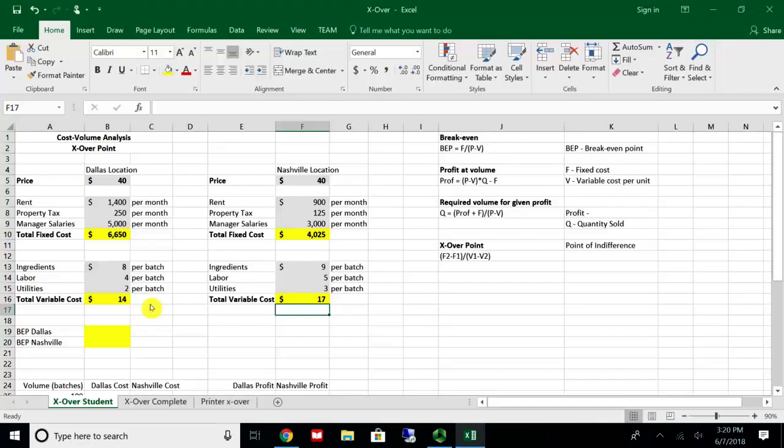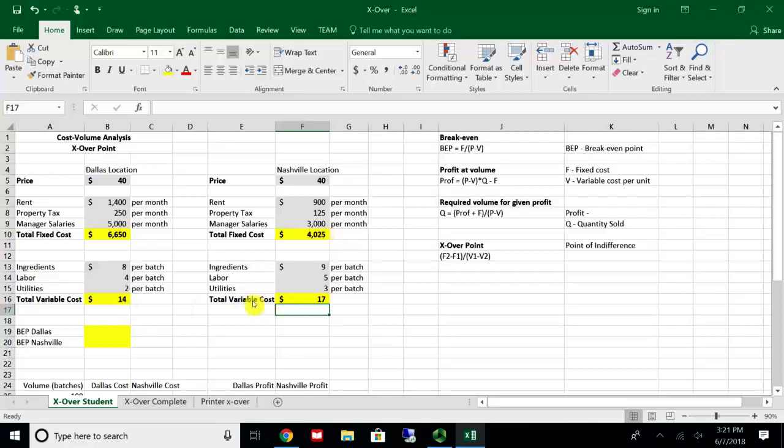And before we get into the formulas, we can just look at this and think intuitively for a minute. If she only made one batch of cupcakes, then you'd only have the $17 in Nashville or the $14 in Dallas. It's really the fixed cost that would be the determining factor. I would want the lowest fixed cost because in Nashville, one batch of cupcakes is going to be $4,025 plus $17. And in Dallas, it's $6,650 plus $14. So clearly, Nashville would be better at a real low volume.